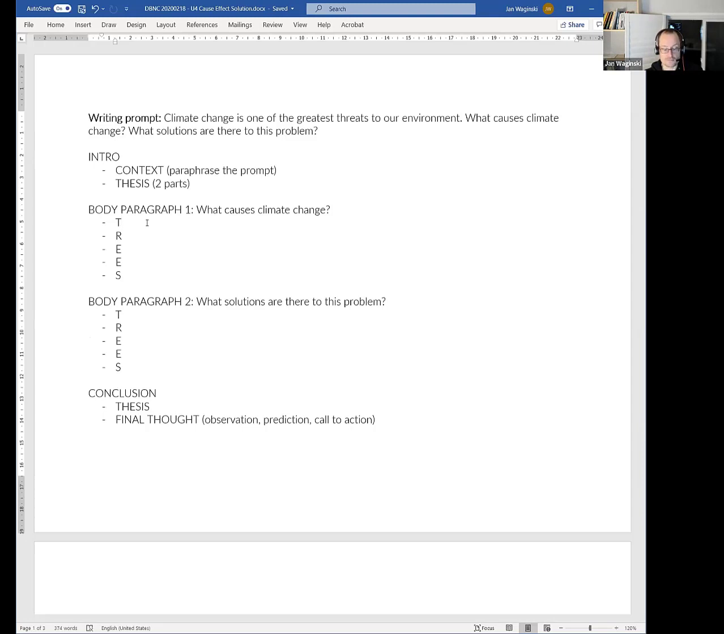Okay. What does T stand for? Oksana? It could be your thesis for that paragraph, but more generally, it's just called your topic sentence. And usually, what's the second part of a topic sentence? Reason. Good. What's next? Evidence, good. Example. And then the last part is the significance.